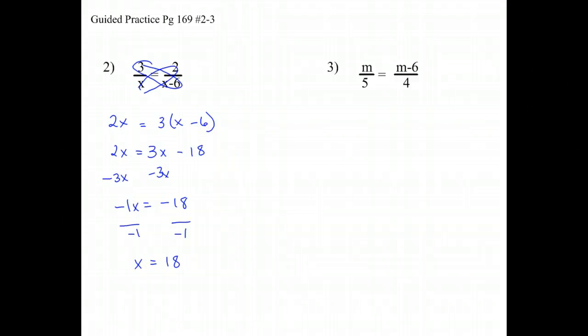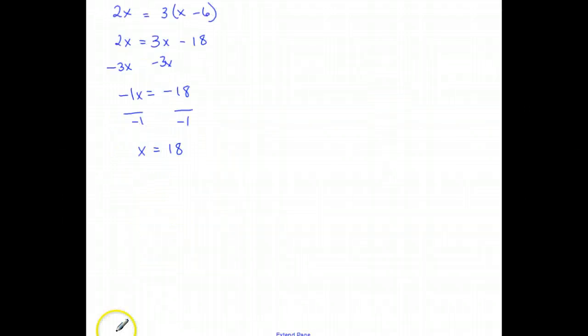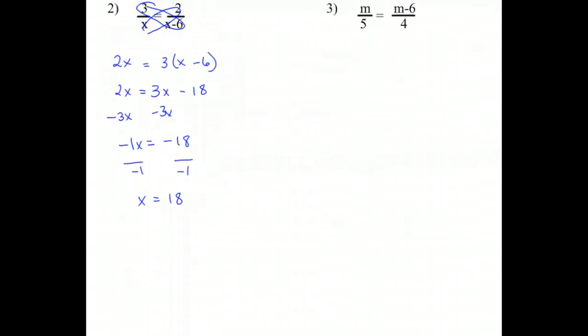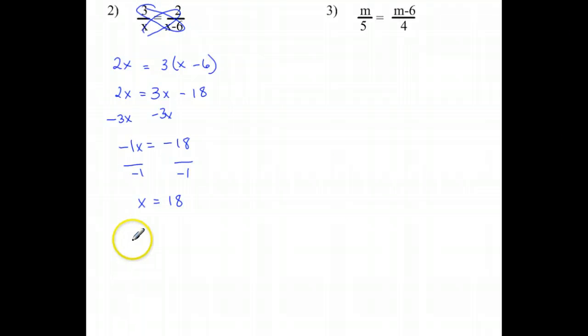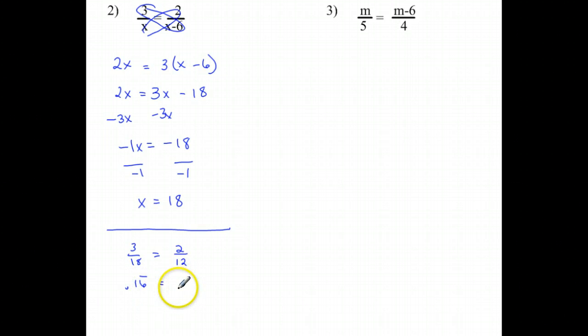So again, I just want to check and make sure that my work is correct. I'm going to recopy the original problem, and I'm going to plug in 18 for x. I had 3 over 18 is equal to 2 over 18 minus 6, or 12. Hopefully you know that 3/18 is 1/6, and 2/12 is 1/6, which proves that my answer is correct. But you can always pick up your calculator and do 3 divided by 18. You're going to get 0.16 repeating. And again, 2 divided by 12 is 0.16 repeating. So therefore my answer of 18 is correct.